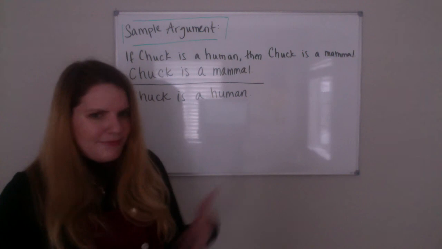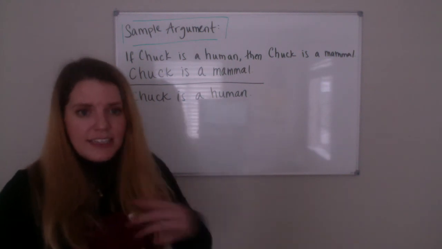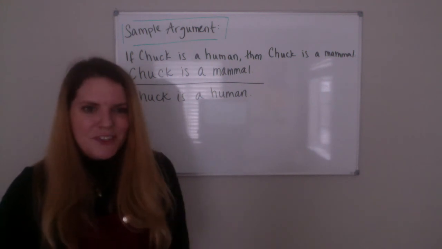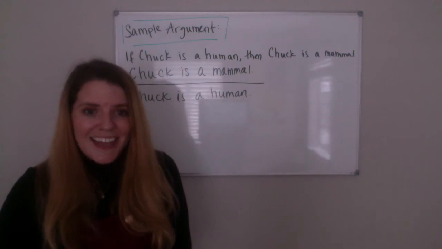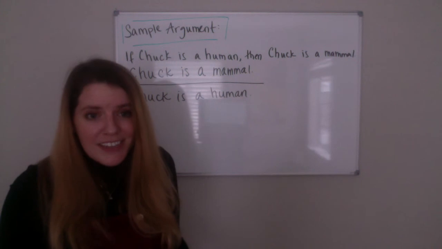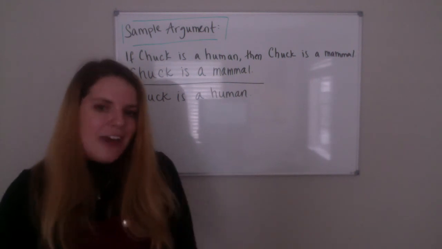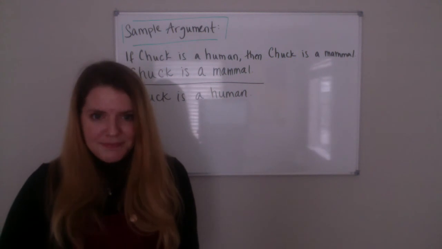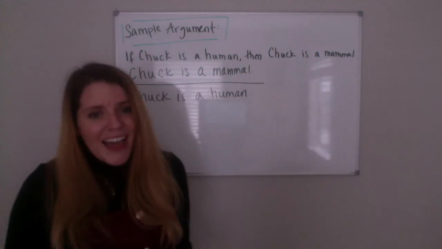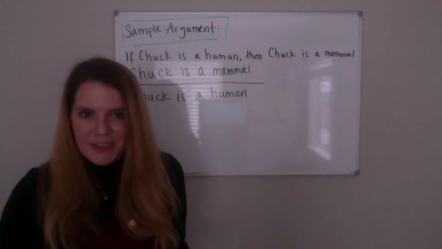So we'll say, okay, it's true that if Chuck is a human, then Chuck is a mammal. And let's say that it's true that Chuck is a mammal. Is it possible for these premises to be true but for the conclusion to be false? Is it possible for these premises to be true and yet Chuck actually isn't a human? Or to use another word from our first video, is there a counterexample to this argument? Well, let's see. What if Chuck was a dog?